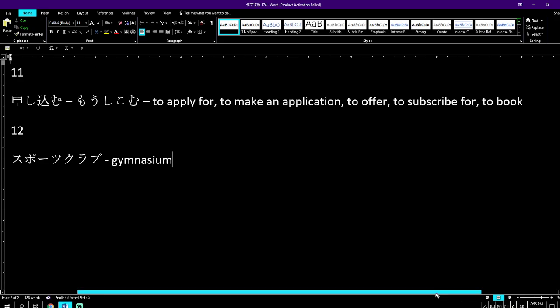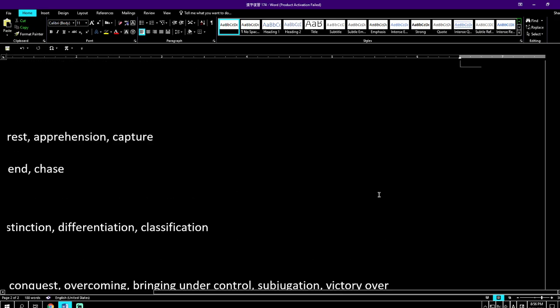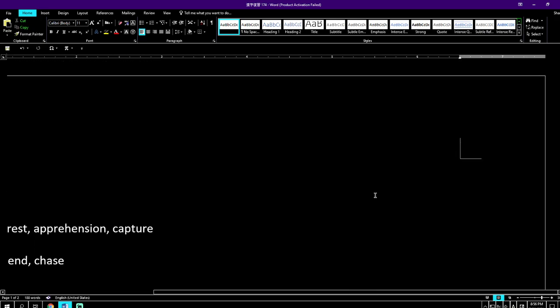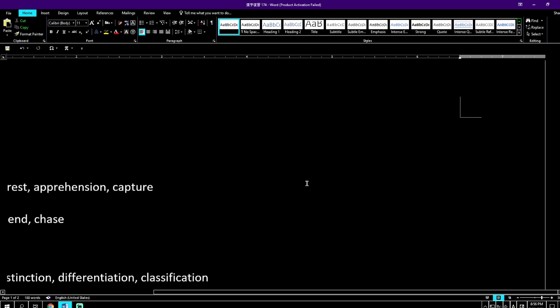Pretty easy list. Let's go back to the top, make sure we got all these written down. Our first one here is arrest or apprehension or capture. I remember what it looks like, but not how it's supposed to be read. Taihou, that's right. Taihou is a capture or an arrest.